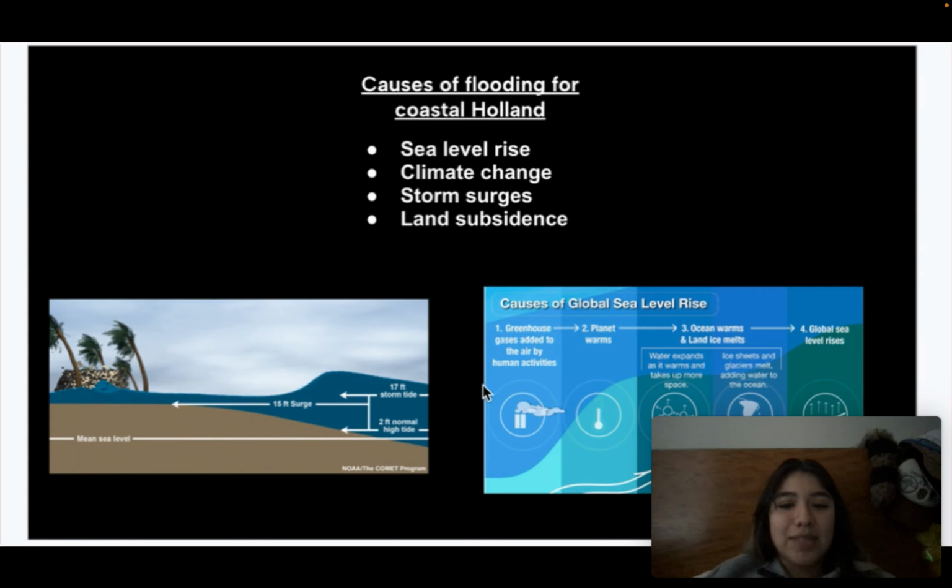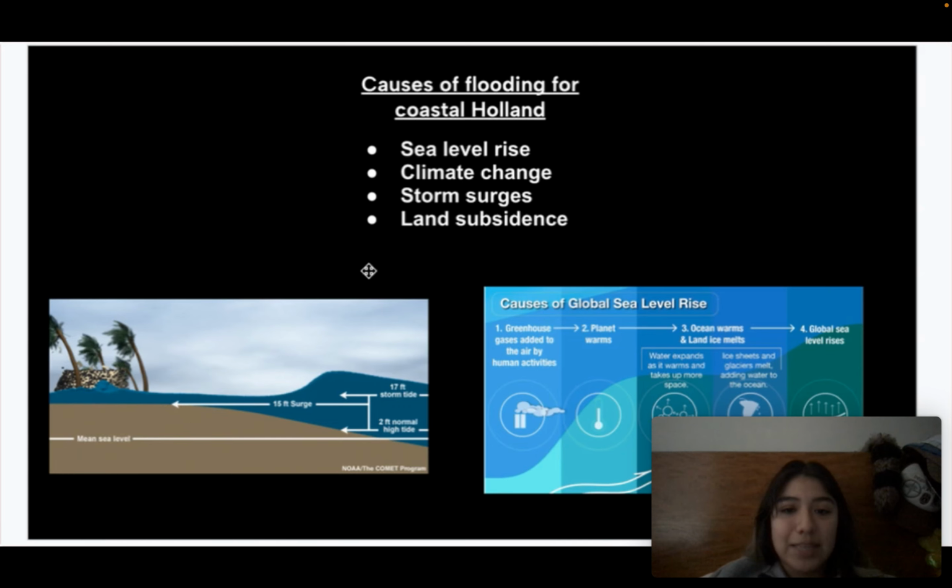And so what happens is that greenhouse gases are added to the air by human activities, which causes the planet to warm, which then warms the oceans, which means the land ice is melting. And as we know, water expands when it's warm, which takes up more space, causing the sea level to rise. And then I also wanted to highlight what the storm surge is. It's basically, this is supposed to be the normal high tide, and then it's going to go right up and go right inland, which is what's happening in coastal Holland.